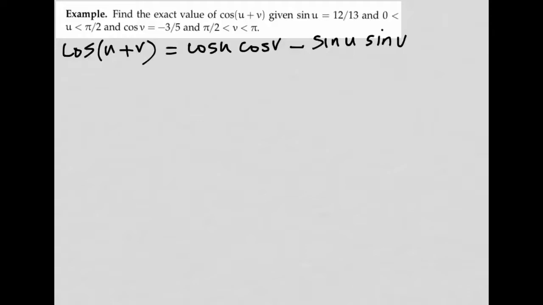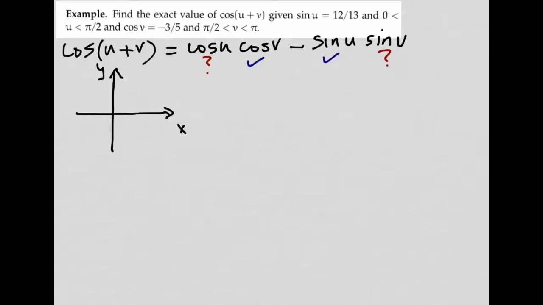Now note that we know what sine u is, we know what cosine v is, but we don't know anything about cosine u, and we don't know anything about sine v. So let's go ahead and figure those out. Let's draw the pictures. First, let's deal with the angle u.